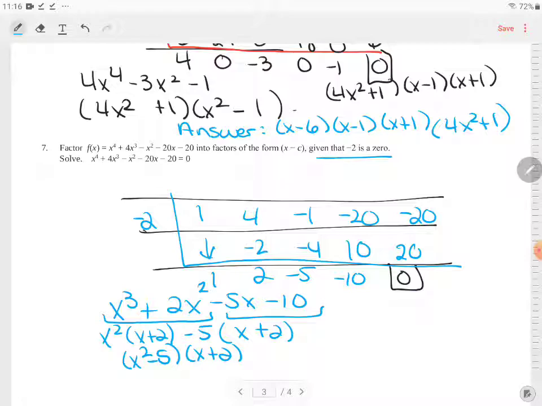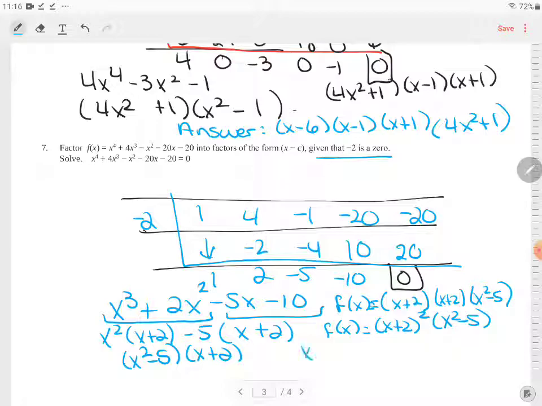So your equation becomes f of x equals x plus 2, that's given that negative 2 is a 0, times x plus 2 times x squared minus 5. Or we could write f of x is equal to x plus 2 quantity squared times x squared minus 5.